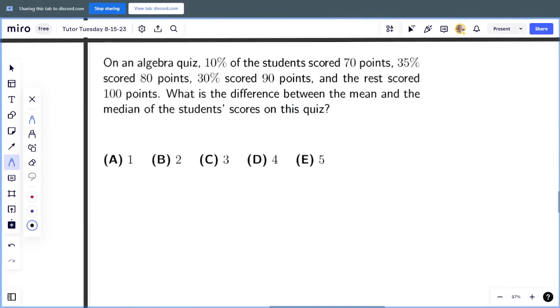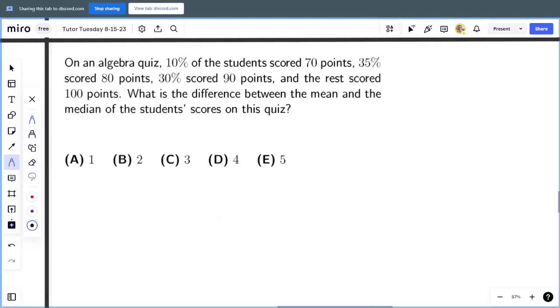The next one is a little bit more challenging, but if you draw it out like I'm about to show you, it shouldn't be too bad. We have that on an algebra quiz. 10% of the students scored 70 points, 35% scored 80 points, 30% scored 90 points, and the rest scored 100 points.